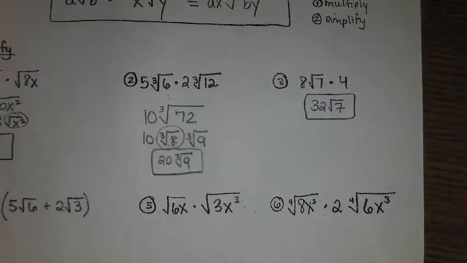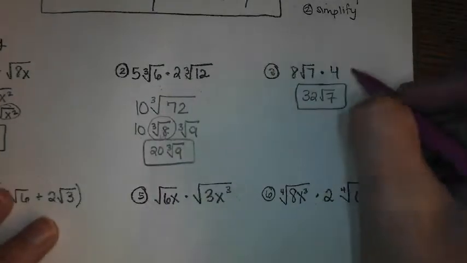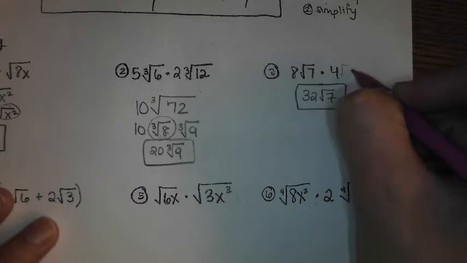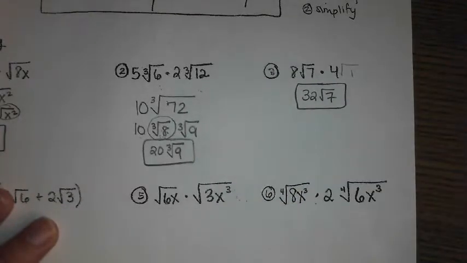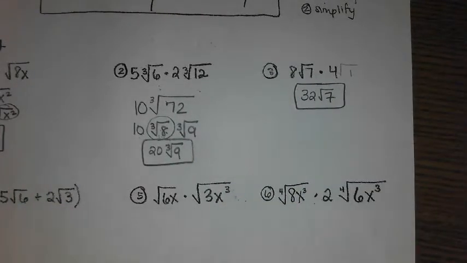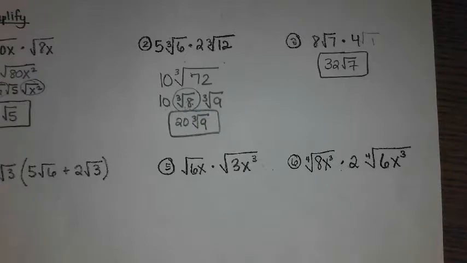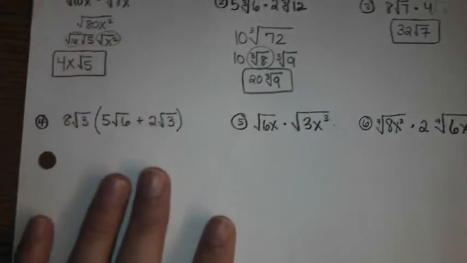So if one of them has a radical and the other one doesn't, you just keep the radical that the one has, because this is technically maybe times root 1, you could think of it as. Right? Okay, so that is a way of thinking of it, but you don't need that. So 8 root 7s times 4 is just 32 root 7.